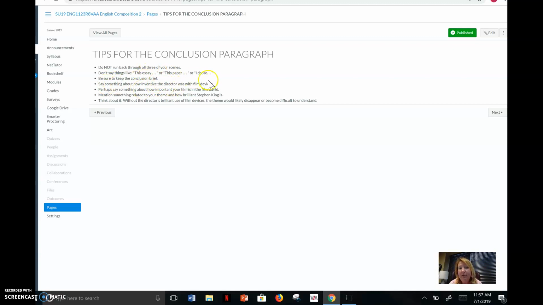Say something about how inventive the director was with film devices. Use his name. Perhaps say something about how important your film is to the film world. I mean, this is a pretty big film to the horror genre. Mention something related to your theme and how brilliant Stephen King is. Think about this. Without the director's brilliant use of film devices, the theme might disappear, wouldn't be as good, might be hard to understand. All of those will help you.